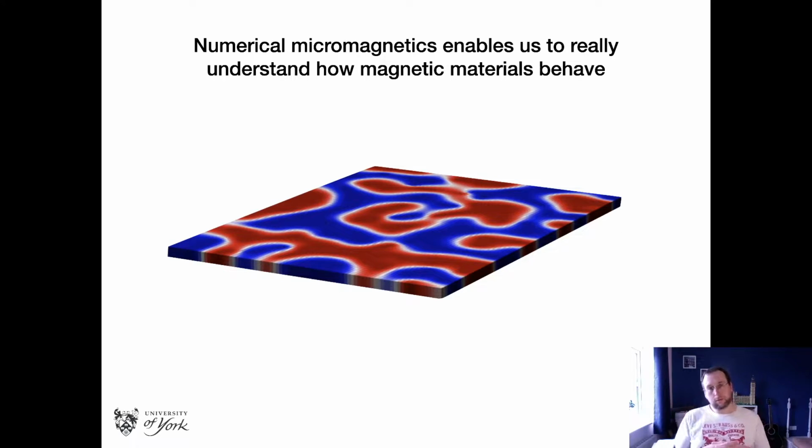Some of you may be familiar with larger scale simulations through numerical micromagnetics, where typically you take a small volume of space and then you assume that all the magnetic moments within that volume are aligned, and then you have a sort of macrospin moment that you then evolve in time. And this gives you a good approximation to the material at larger length scales of up to hundreds of nanometers, maybe a few micrometers in size.